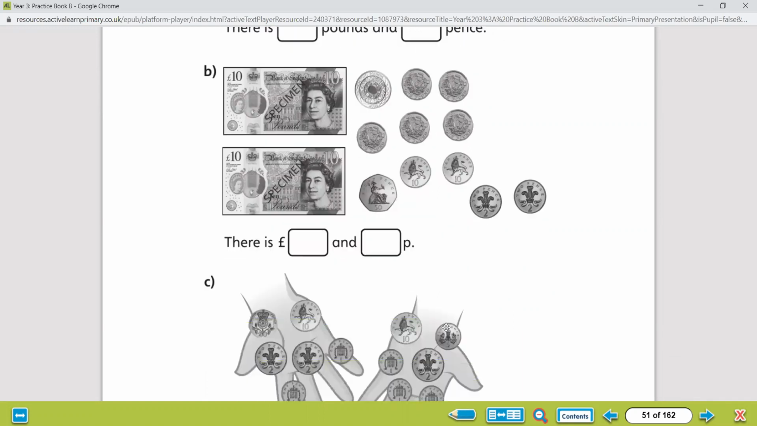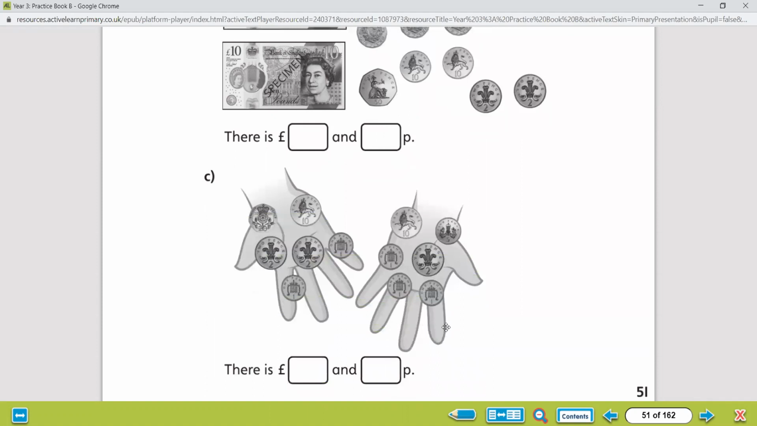Okay, let's have a look at C. Now C, I'd like you to have a go at C. They are trying to trick you because it says there is pounds and pence and there is no pounds here, and this amount of coins doesn't make a pound. So you need to be careful. There are just pence. So think about what digit you have to put in here when there aren't any pounds. Pause the video and have a go at C. Okay.